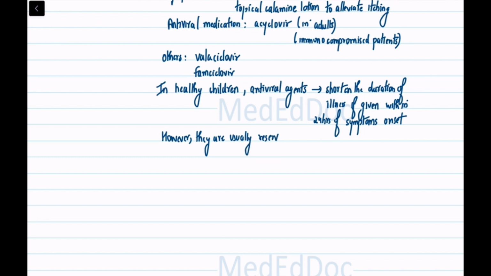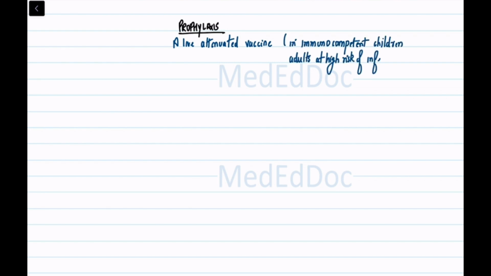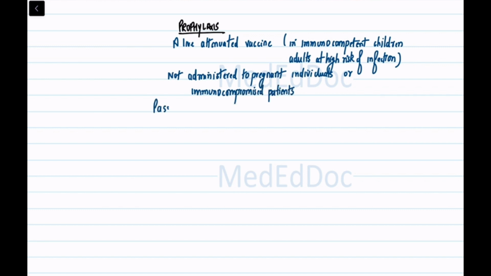However, they are usually reserved for immunocompromised individuals or those on long-term salicylate therapy, as chickenpox is generally self-limiting in children. Prophylaxis. A live attenuated vaccine is available to prevent chickenpox in immunocompetent children and adults at high risk of infection. It should not be administered to pregnant individuals or immunocompromised patients.